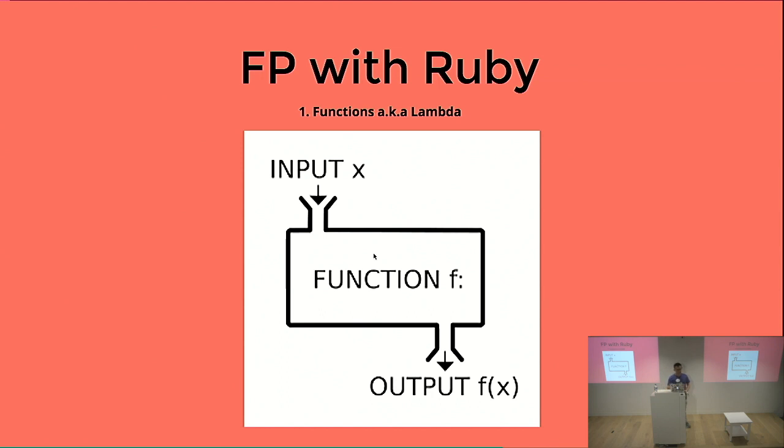Yes, so a method is actually bound to an object, whereas a function is just a pure function where you just have input and output, but a method is actually bound to an object. So kind of in that direction.